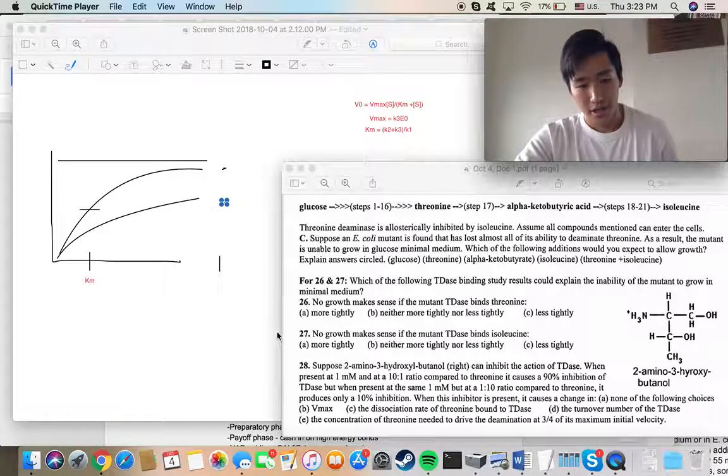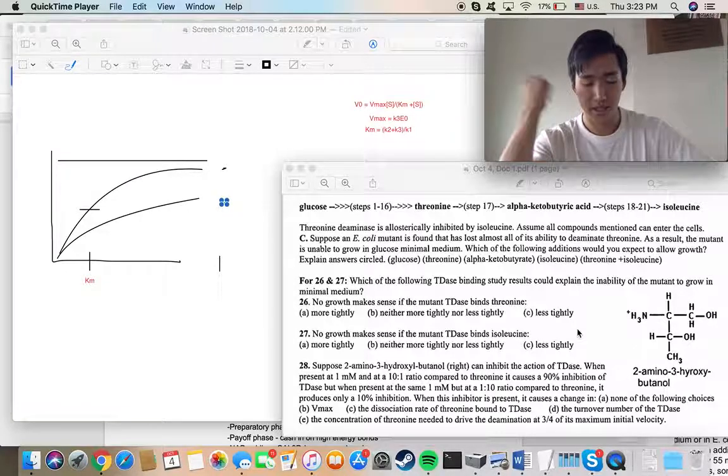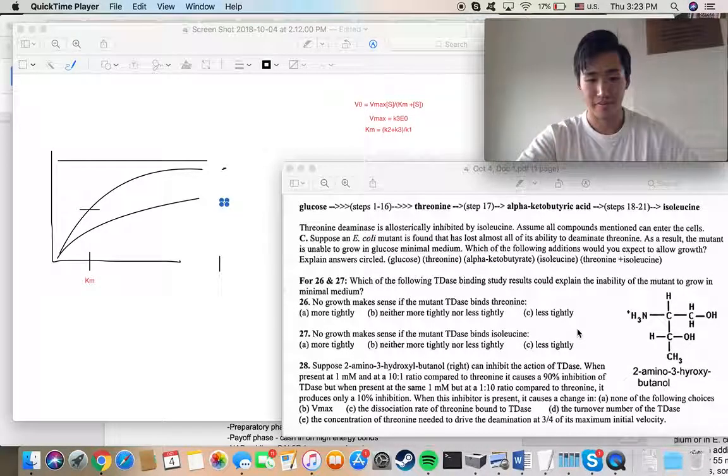Conversely, on 27, no growth makes sense if it binds isoleucine, which is the allosteric inhibitor. I think it's pretty clear that it's A, more tightly, because the better you bind an inhibitor, the more inhibited you're going to be, right? I think that makes sense.